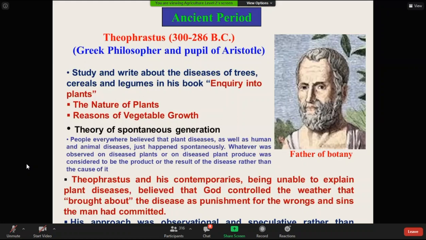Being unable to explain plant diseases, they believed that God controlled the weather that brought about the disease as punishment for the wrongs and sins the man had committed.